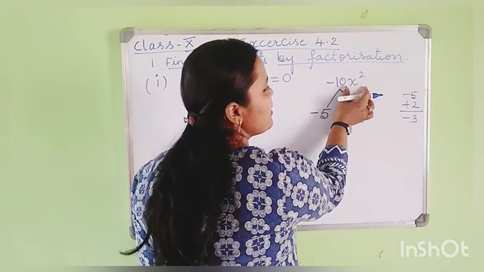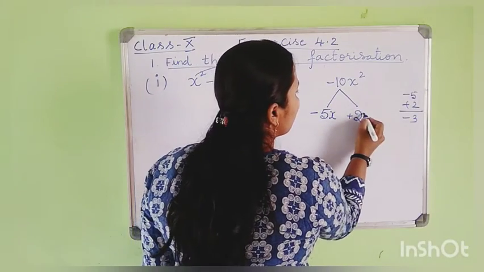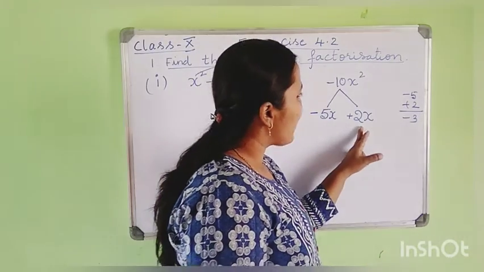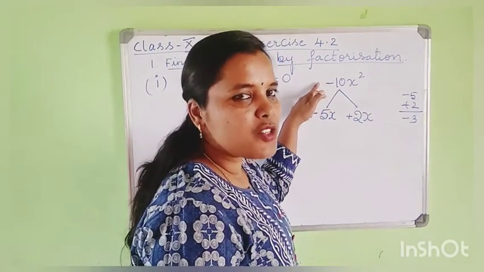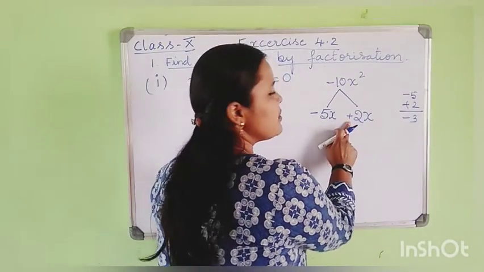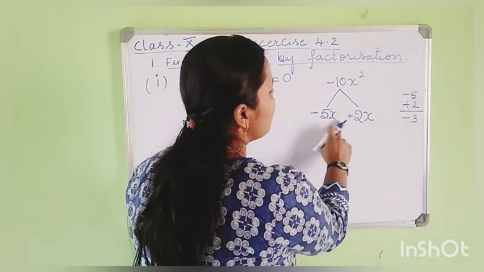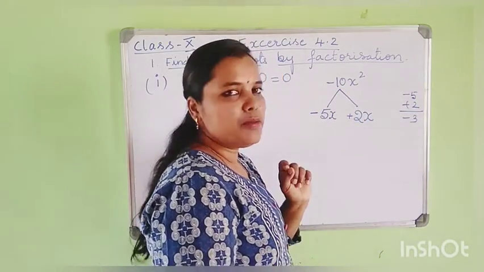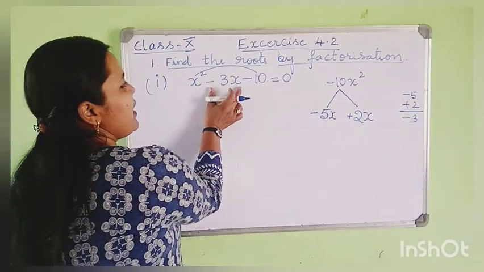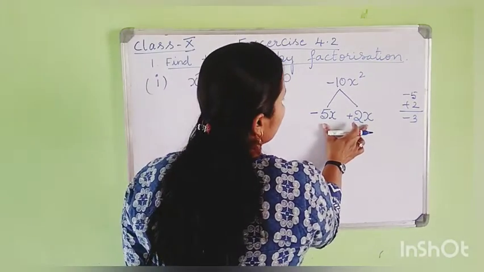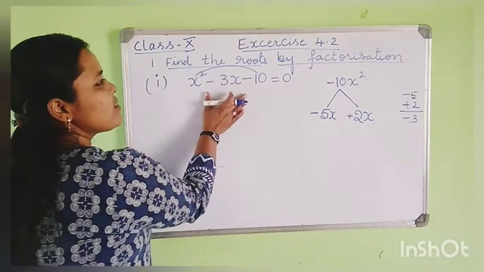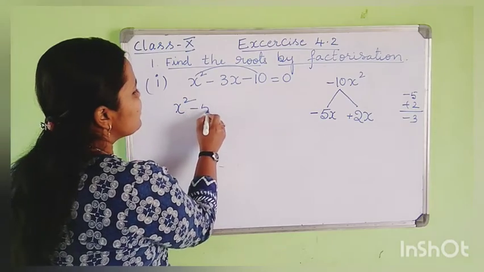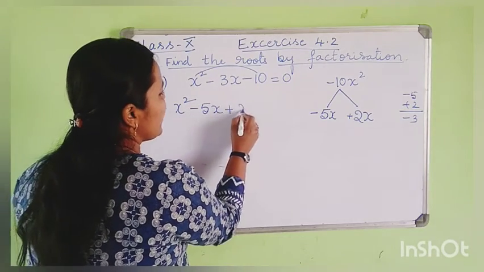We have x square, right? So we have to split x square for both the factors like this. When we multiply these two factors, we will get minus 10x square. Let us check: minus into plus, minus 5 twos are 10, x into x square, you will get 10x square. If we add and subtract these two factors, we will get minus 3x. According to this splitting, we can write this quadratic equation as x square minus 5x plus 2x.